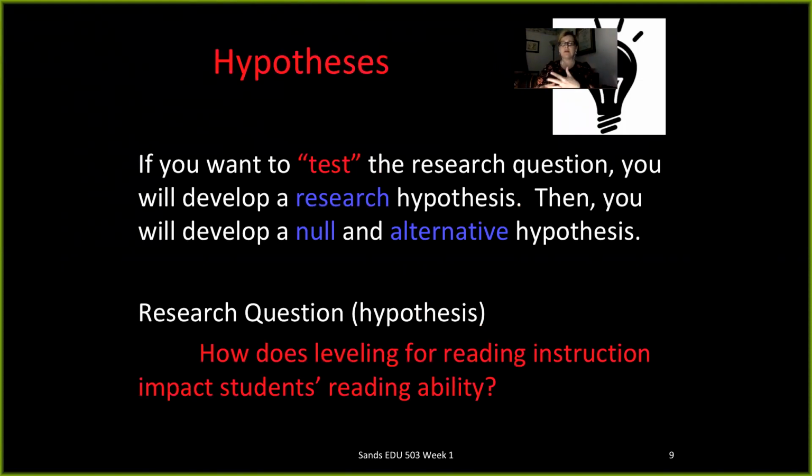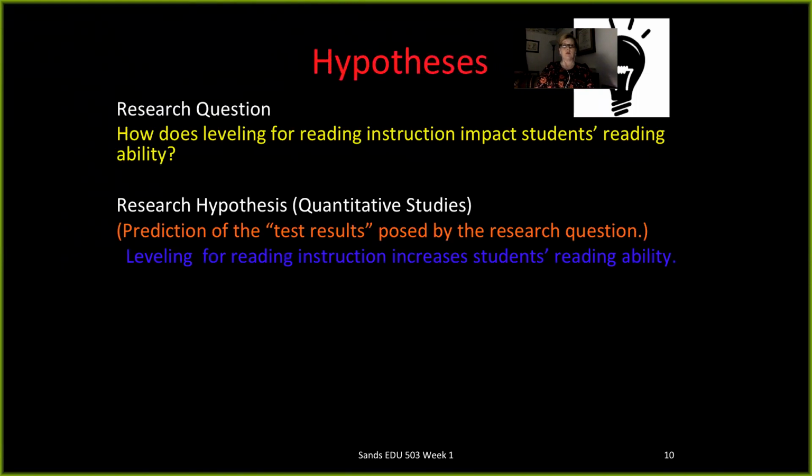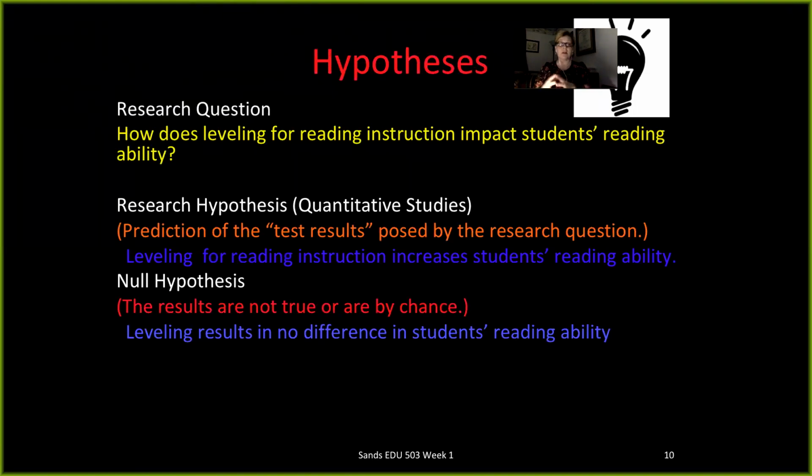One of the things that I noticed in the research problems this week is we did not speak to the alternative hypothesis, and that can be very confusing. If you want to test a research question, you develop the research hypothesis, and you develop the null and the alternative hypothesis. The null hypothesis is not the opposite of the research hypothesis. The null hypothesis simply states they're not true based on the information we have. It could be by chance or it could be another reason, but we cannot prove through this study that leveling results in students' increased reading ability.